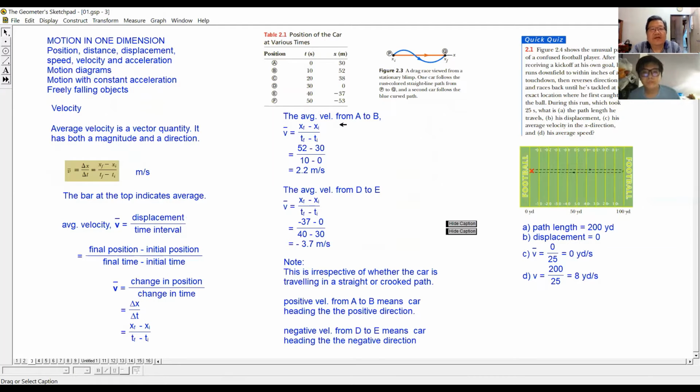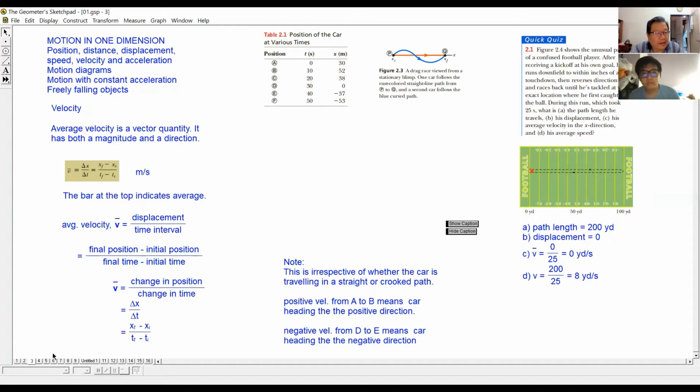Coming back to this question here: what is the average velocity from A to B? Let's say you want to find the average velocity from A to B. Using the definition here, you think of it as the displacement, the change in position, divided by the change in time. A is the initial position, B is the final position. So can you find the average velocity from A to B?